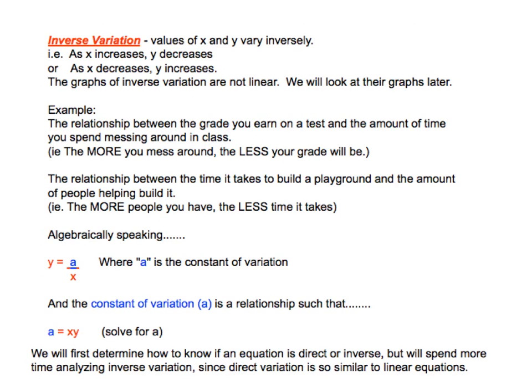Inverse variation is similar, except that whereas x increases, y decreases, or vice versa, such as what you would earn on a test and the amount of time you spend messing around in class. The more you mess around, the less your grade will be. And in this case, it's in the form y equals a divided by x.